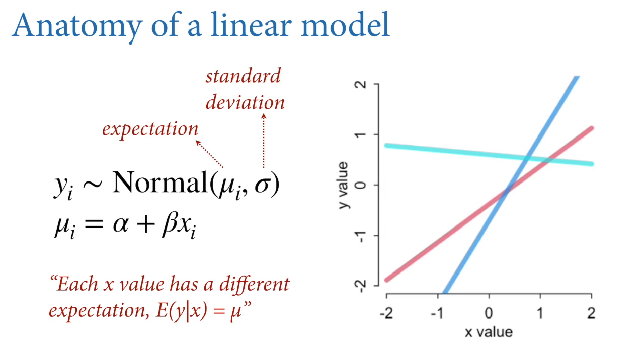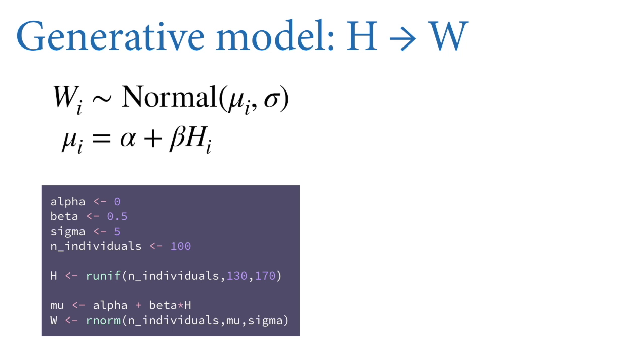And then the lines on this slide are lines for the expectation, and there's scatter around those lines. The width of that scatter is determined by the standard deviation sigma. So you can read this as each x value has a different expectation, and that's what a linear model is giving you. The expectation of y conditional on x is equal to mu in this case. So you get used to this pretty fast.